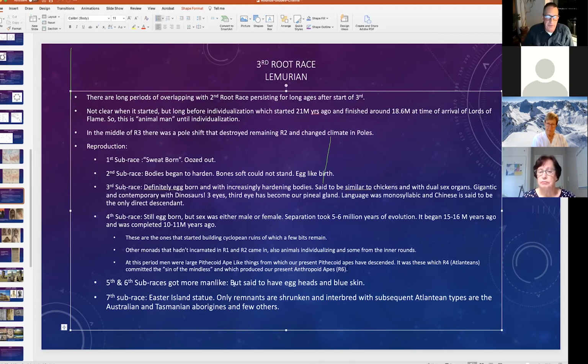So by the time of the fifth and sixth subraces, they got more man-like, and they were said to have eggheads and blue skin. I don't know what that means. I don't know if it's like the blue skin you see on certain baboons or what. It's not clear. The eggheads apparently persisted for a long time and came back in South America, and they do find these egg-headed type skulls. Seems to have been some group; you can look them up. Right now, the UFO community is trying to figure out if they're aliens. But DK calls them, and HPB referred to them, as the eggheads. So they're not aliens. They're early. There's some kind of reemergence of some recessive gene that popped up within relatively recent time.